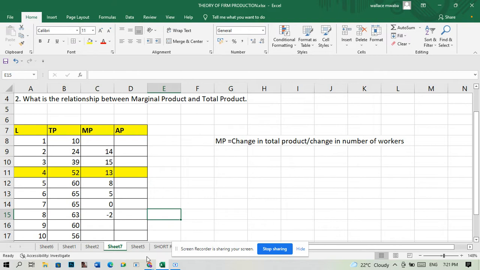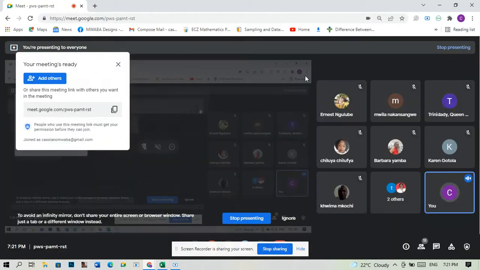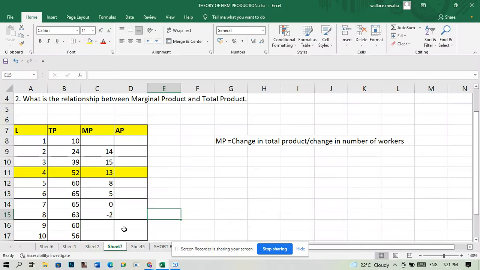Our marginal product is still decreasing. And now notice what has happened. Our total product has now begun to decrease. From 65, it's now going to 63. By hiring the eighth worker, the total product has become 63.